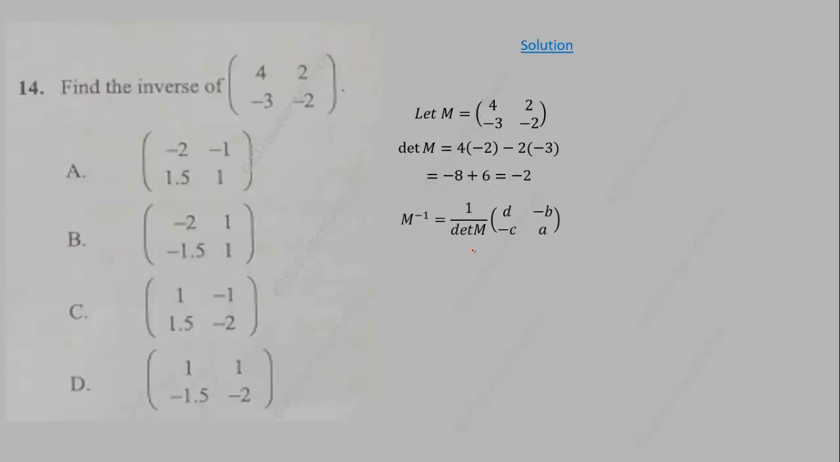So the inverse is given by 1 over determinant of this matrix times we swap the leading diagonal, then we negate the minor. So this will give us something like this, and when we divide through, that is when we use the scalar multiplication of half, we get the result giving us this.